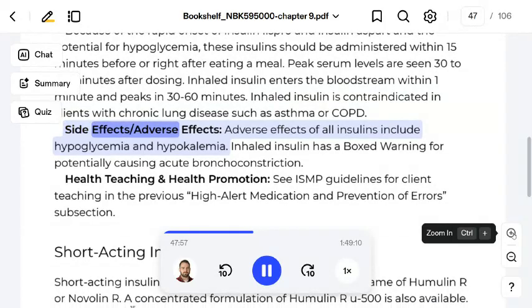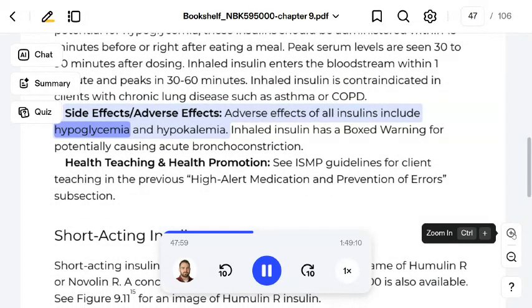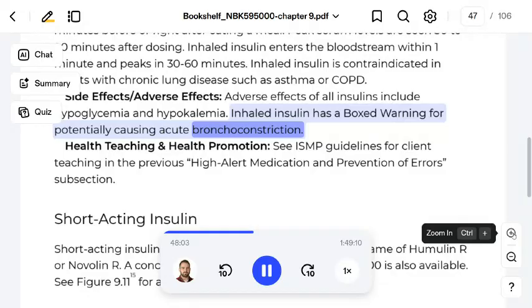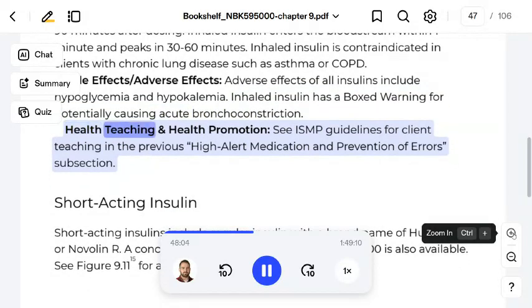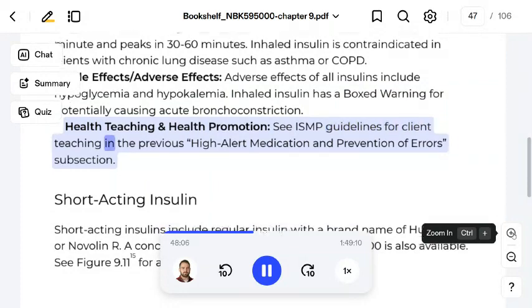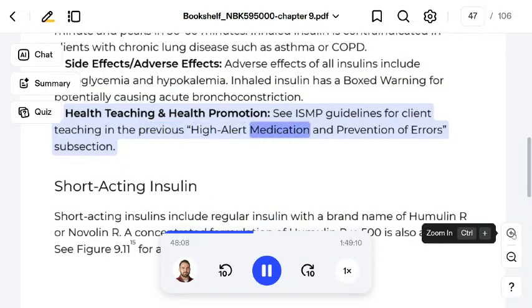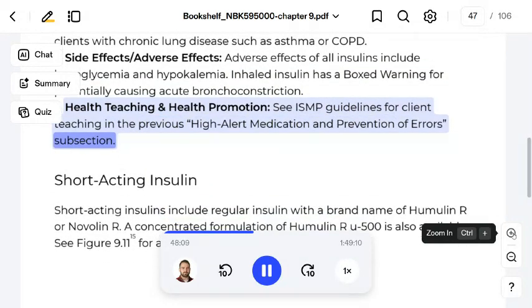Side effects: adverse effects. Adverse effects of all insulins include hypoglycemia and hypokalemia. Inhaled insulin has a boxed warning for potentially causing acute bronchoconstriction. Health teaching and health promotion. See ISMP guidelines for client teaching in the previous High Alert Medication and Prevention of Errors subsection.